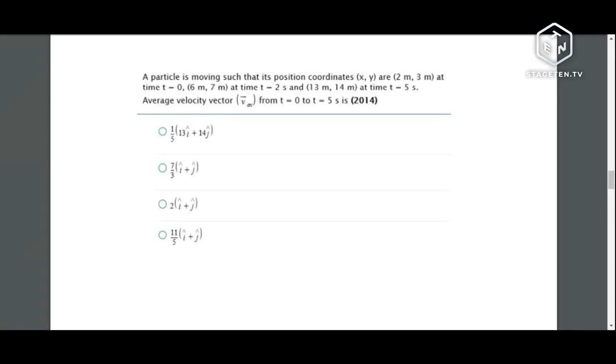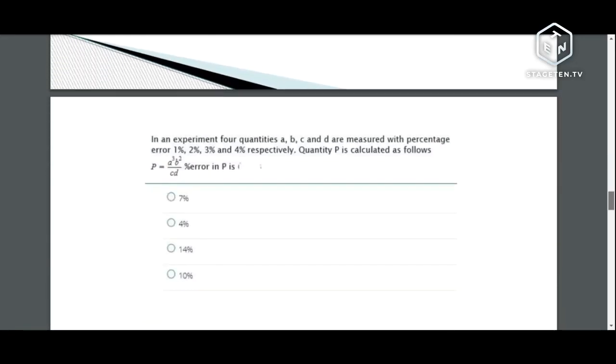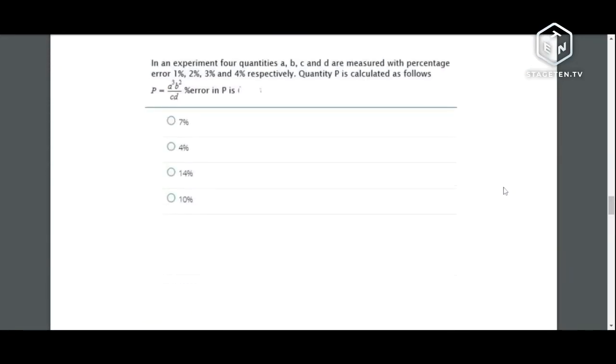And you can see the difference between the times is 5 minus 0, that means del T is 5. So the answer is very simple for this one. That is the last quantity, the D part. Now moving on to the next question.